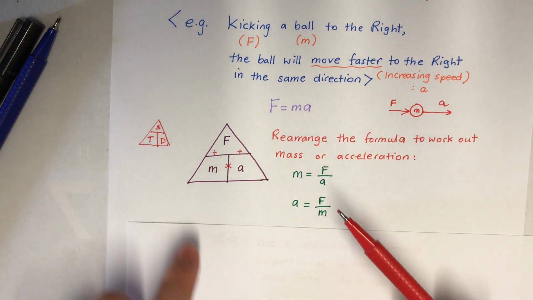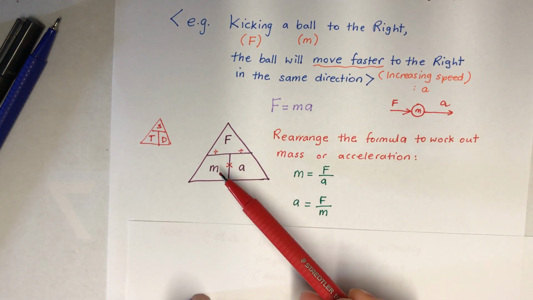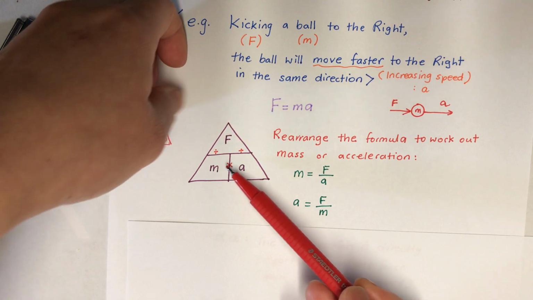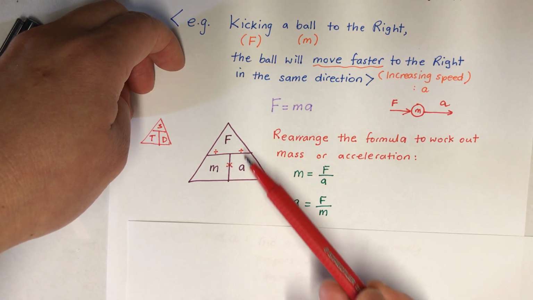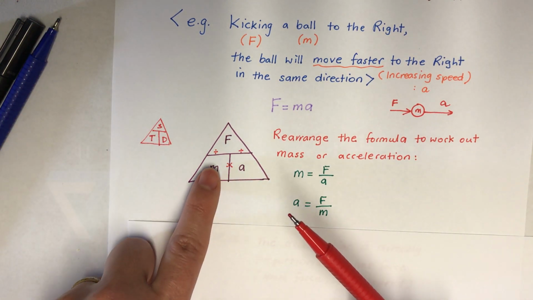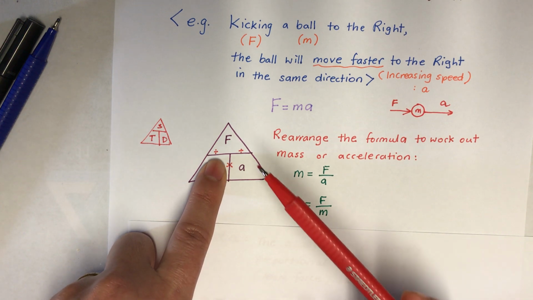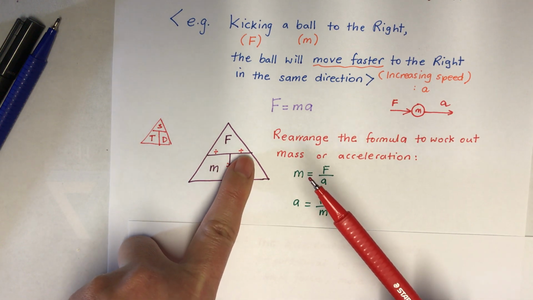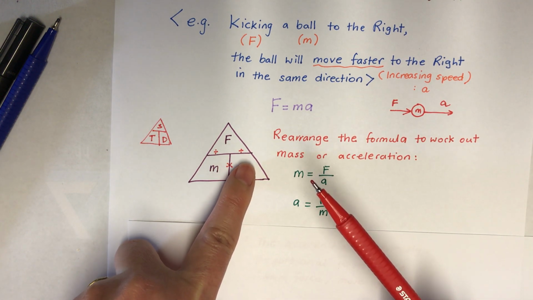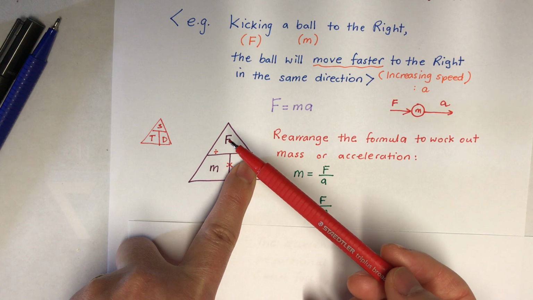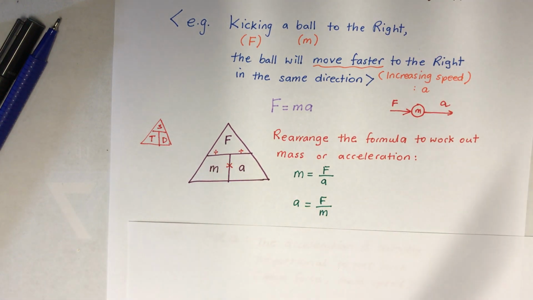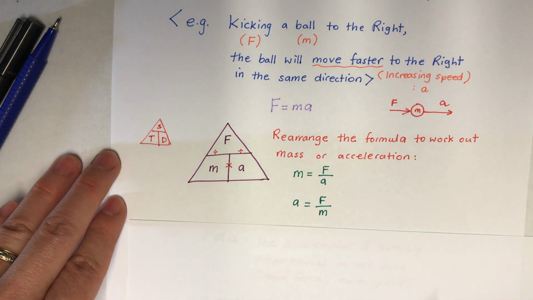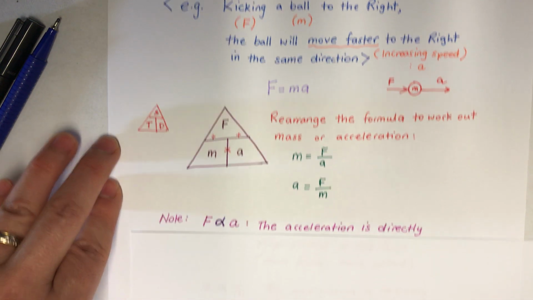If we want to know the F formula, we cover the F, so it'll be m times a. In between is times, up and down is division. And if we want to know m, we cover the m, it'll be F divided by a. And if we want to know a, acceleration, it'll be F divided by m. So that's just a handy way of rearranging the formula to work out mass and acceleration.